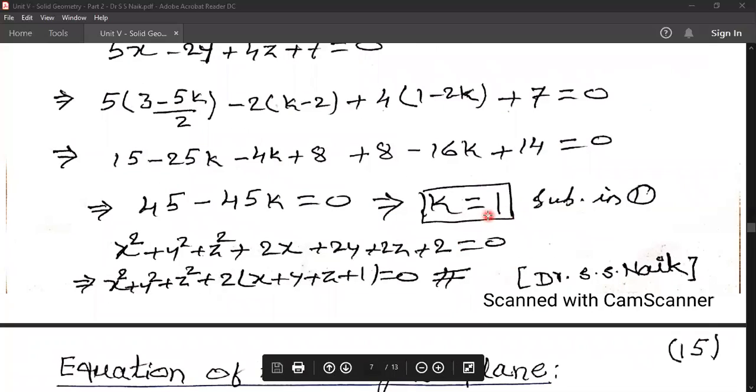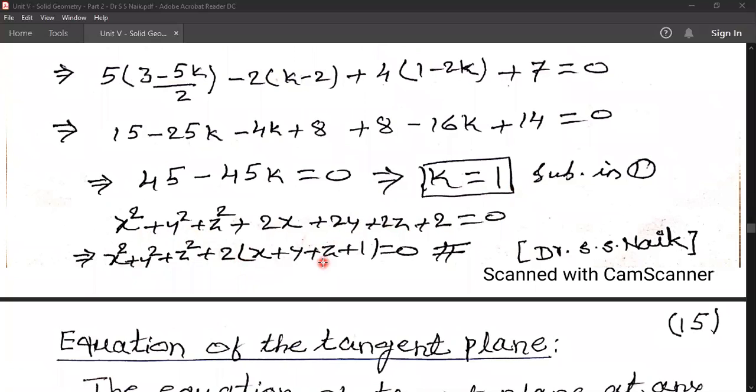So substitute this value of k equal to 1 in equation number 1, we get x square plus y square plus z square plus 2x plus 2y plus 2z plus 2 equal to 0. That is x square plus y square plus z square, 2 you can take common from this and you can write this as 2 into bracket x plus y plus z plus 1 is equal to 0.